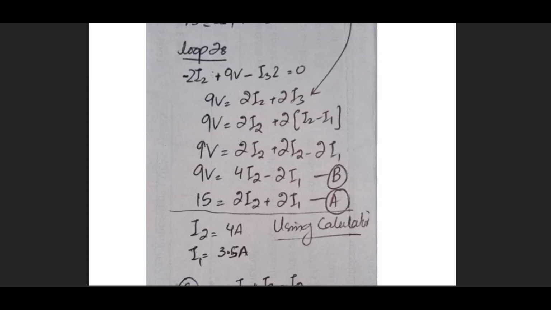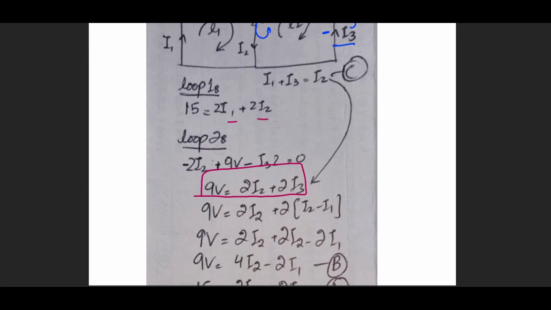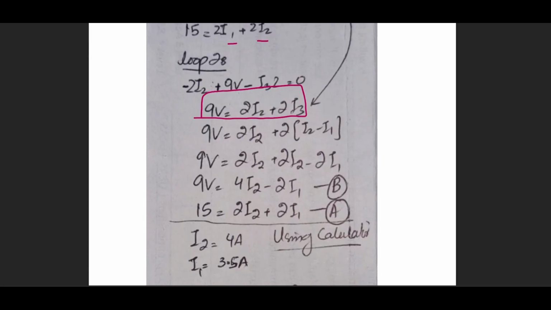Yep, this is what you get. This is the equation that you get, I3 and I2. But there is a problem. The first equation has I1 and I2. The second equation has I2 and I3. I can't solve this simultaneously if there are 3 variables.